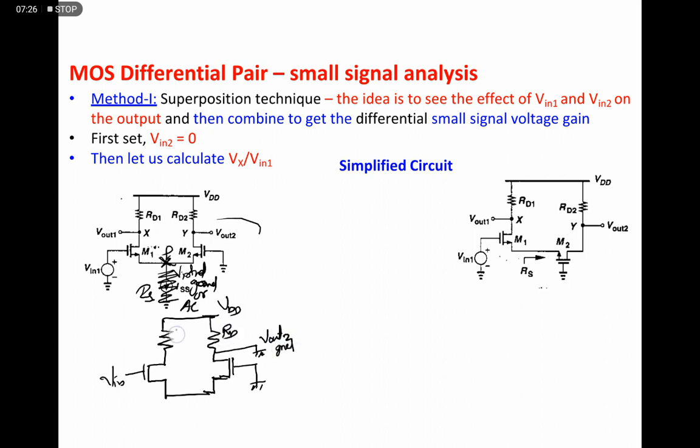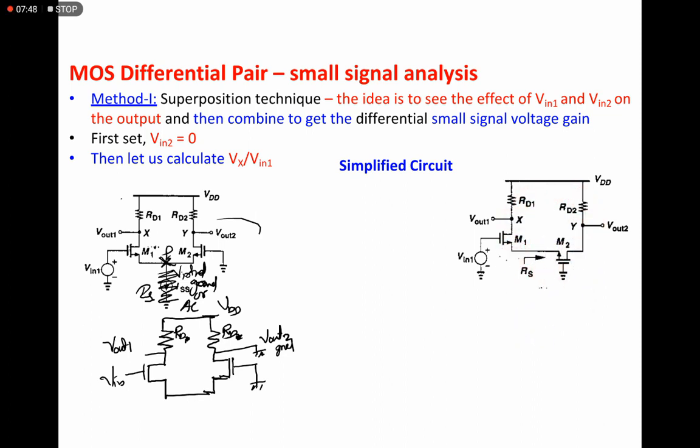Here it is RD, here it is RD1 and RD2. I am assuming it is RD itself. I think finally we will conclude it as RD itself, and here it is V out 1. This circuit we can redraw like this one, for ease of analysis.